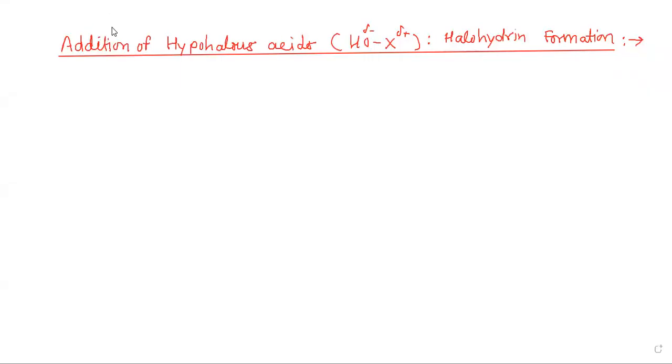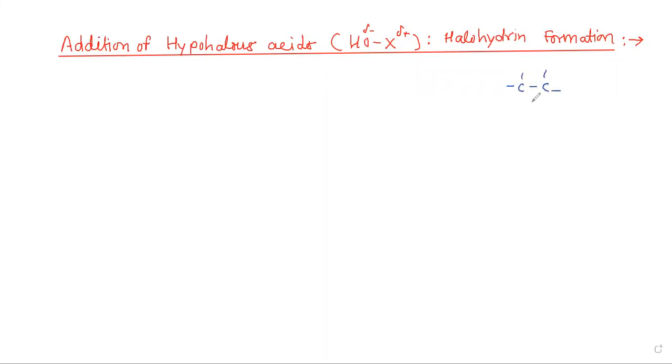Hello friends, in this lecture we will study addition of hypohalous acids, that is HOX, that is halohydrin formation. In this reaction, chlorine or bromine is added to the carbon-carbon double bond, that is alkenes, in presence of water, and it gives compounds containing a halogen atom and the hydroxyl group attached to the adjacent carbon atoms.